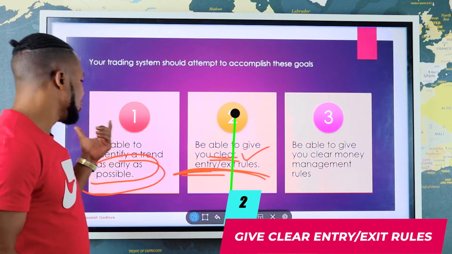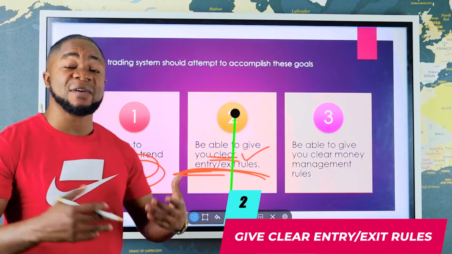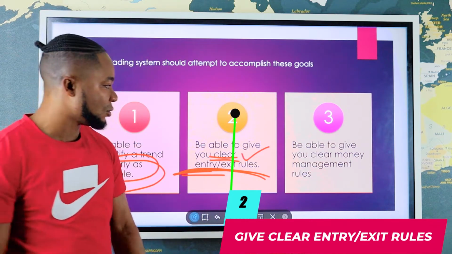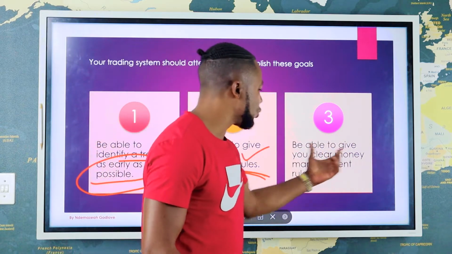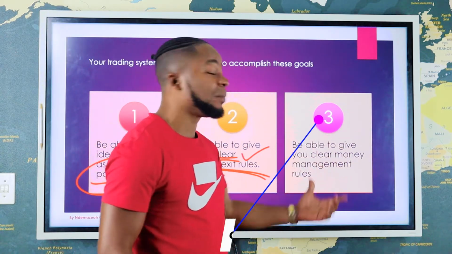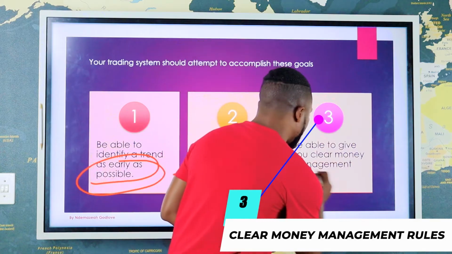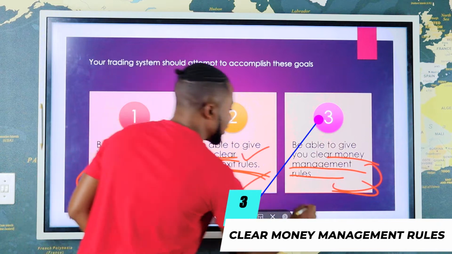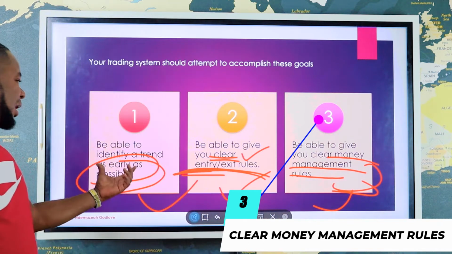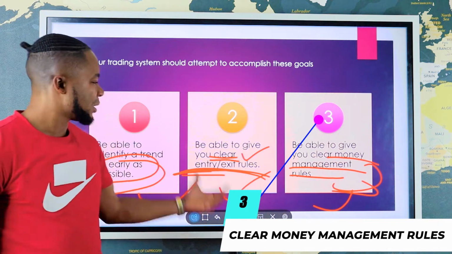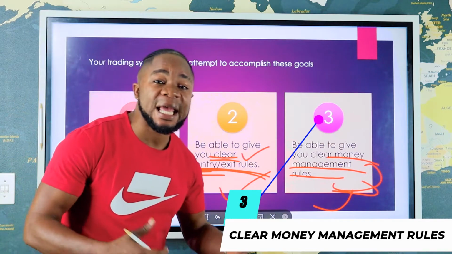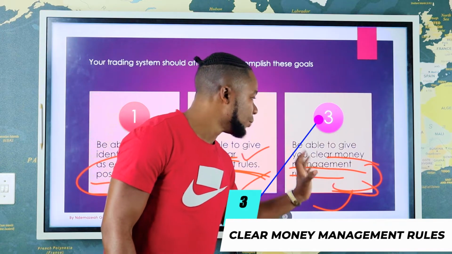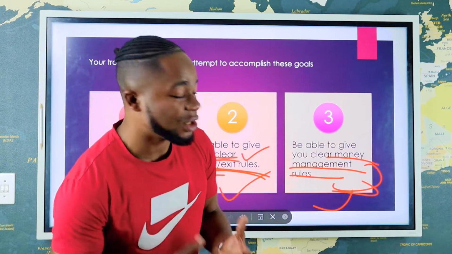So the first one, your system must be able to easily identify trends for you. Your system must be able to give you clear entry and exit rules. Then your system must be able to give you a clear money management rule. So your system must be able to accomplish all these 3 things. First, be able to identify your trend easily. Second, be able to give you a clear entry and exit rules. Then the third, be able to give you a clear money management rule.